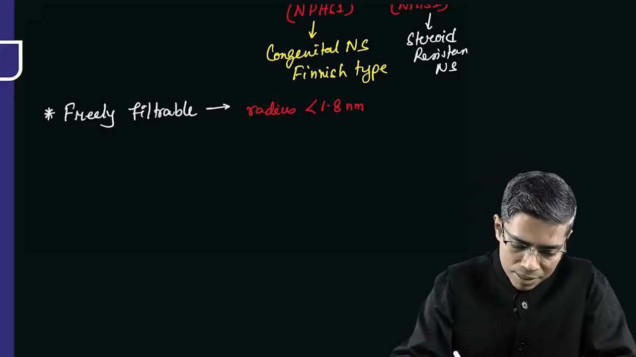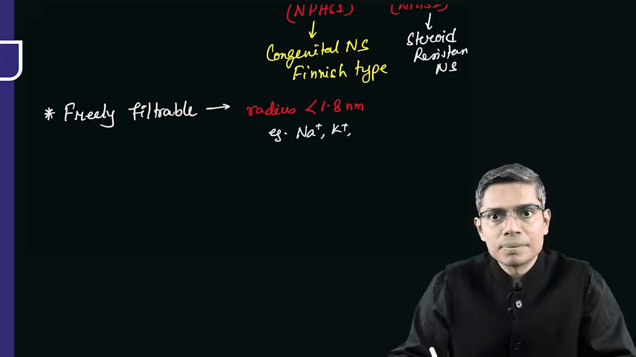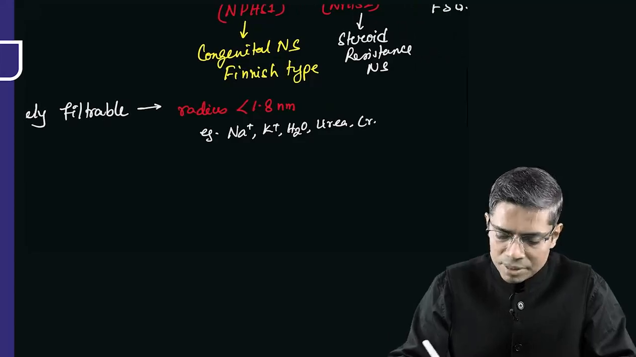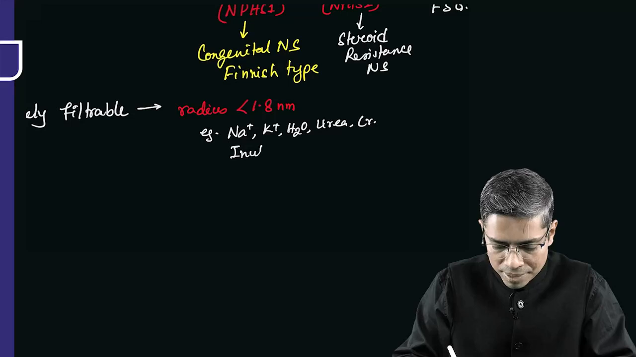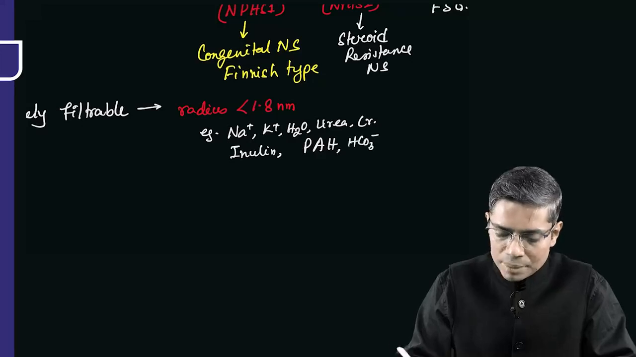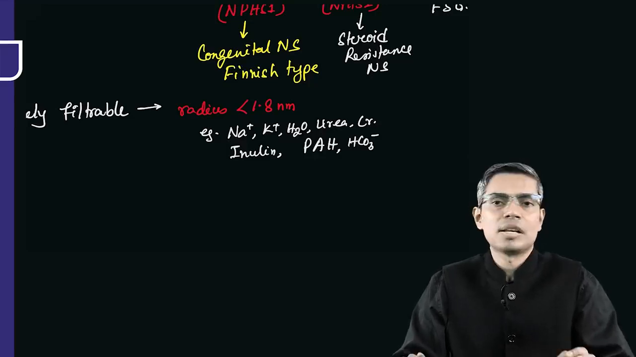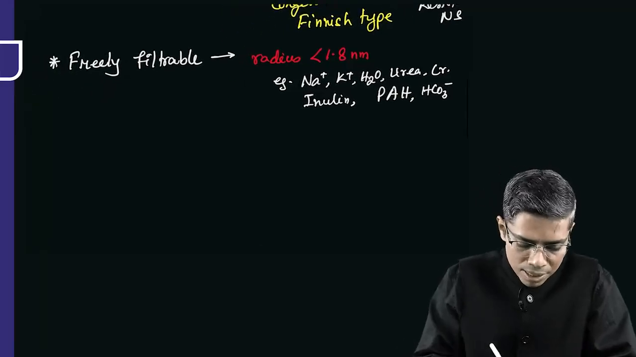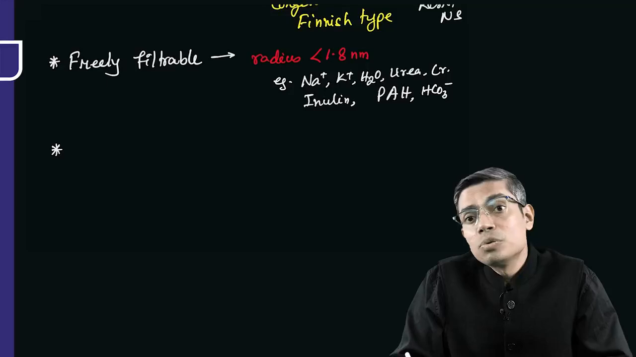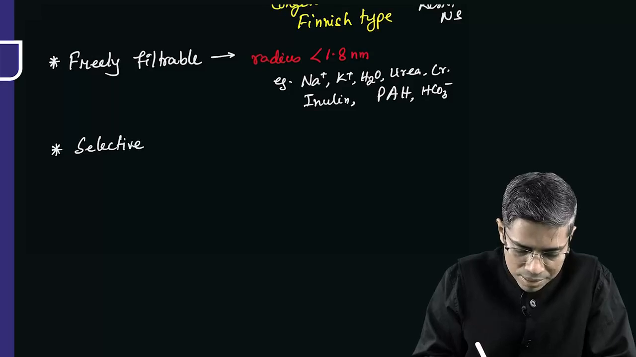Examples of these freely filtrable substances, all of you know: sodium, potassium, water, urea, creatinine, all of them are freely filtrable, including inulin, para-aminohippuric acid, and bicarbonate, because their molecular radius is less than 1.8 nanometer. Now, if the molecular radius is between 1.8 nanometer and 4.2 nanometer, they are known as selective permeable substances.